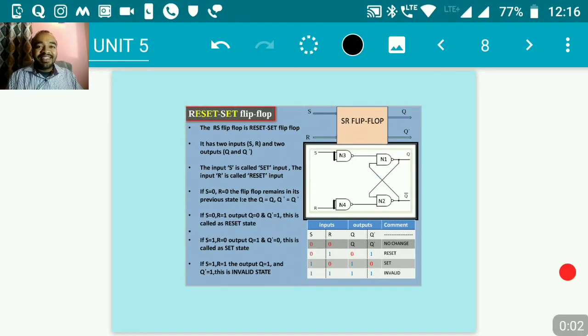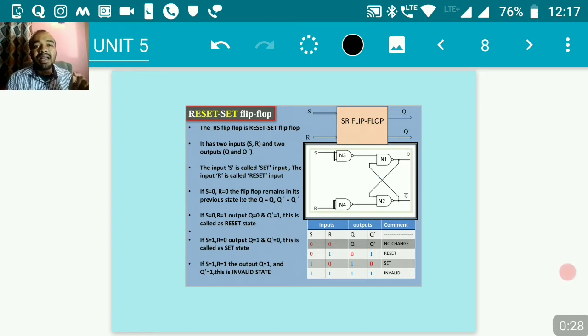Hi everyone, in this video we are going to understand the reset-set flip-flop. As I already told you, we are going to discuss flip-flops first. Once we finish the flip-flops, we will go towards the shift registers, then towards the counters, and then we will finish them off. So this is your fifth unit, first main concept, that is the RS flip-flop.